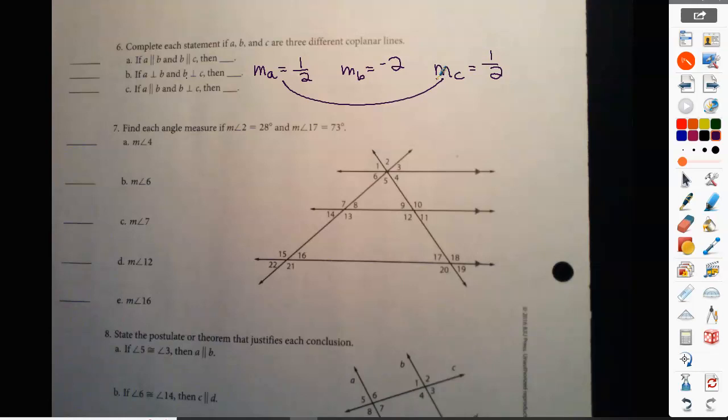So good question. How about 7? We know angle 2 is 28 degrees, and angle 17 is 73 degrees. We also know we have all these parallel lines, right? We've got 3 parallel lines here, and then we have 2 transversals. So I get that they want you to find 4, 6, 7, 12, 16. Don't think you have to find those in order.